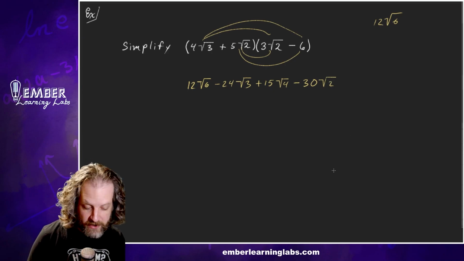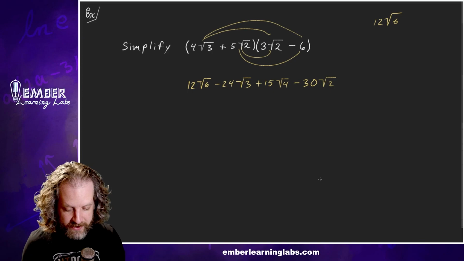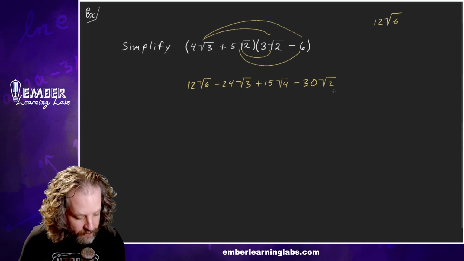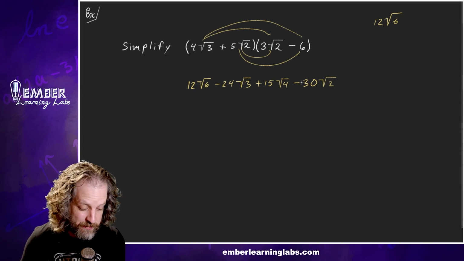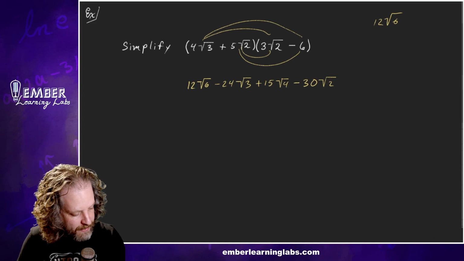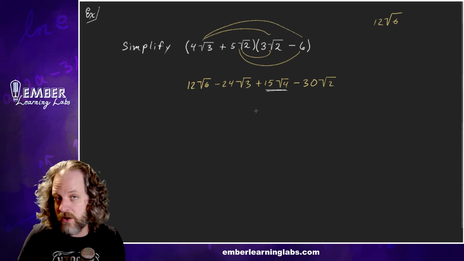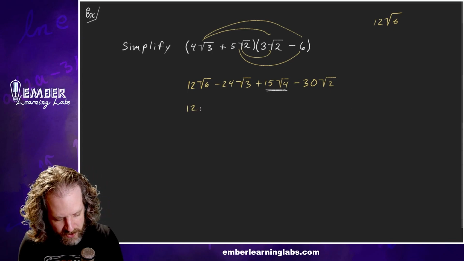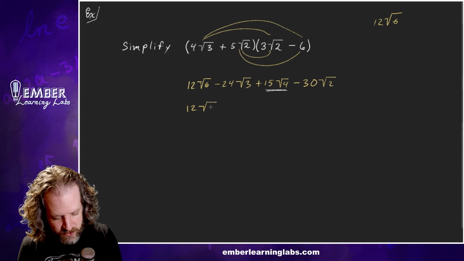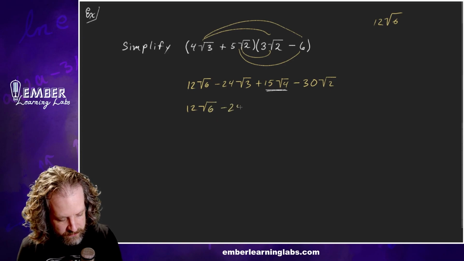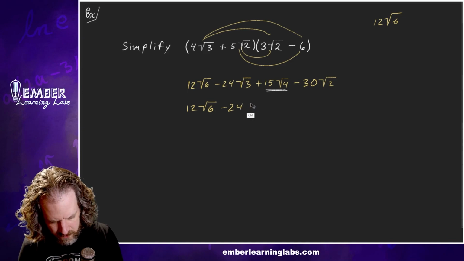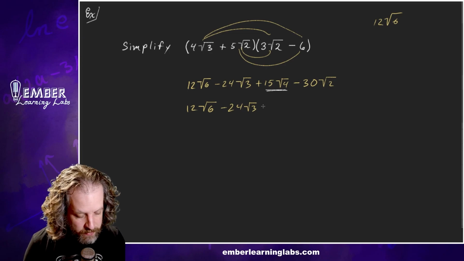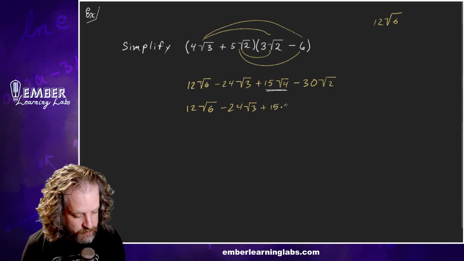All right. So what else can we do to simplify? Do we have anything in common? What can we simplify? Well, the only thing I'm seeing, because these radicals are as simple as they can get, right, is that we can take care of the square root of 4 and turn it into 2, right? The square root of 4 is 2. So we've got 12 times the square root of 6 minus 24 times the square root of 3 plus 15 times 2.